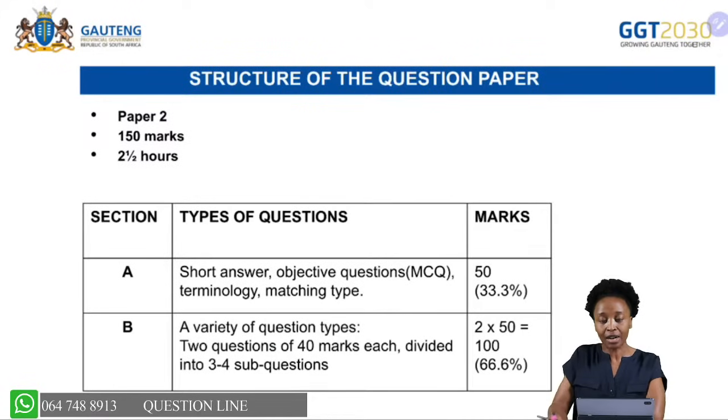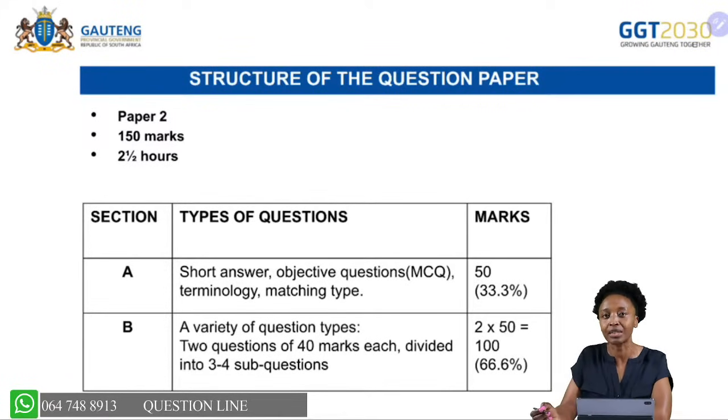Now, looking at the structure of the question paper. Remember, the paper that you're going to write on Monday is the same as the first paper of Life Sciences that you wrote now in September. It is made up of 2 sections. You've got section A and section B. Section A is out of 50 marks. Section B is out of 100 marks. Our paper in total is out of 150 marks.